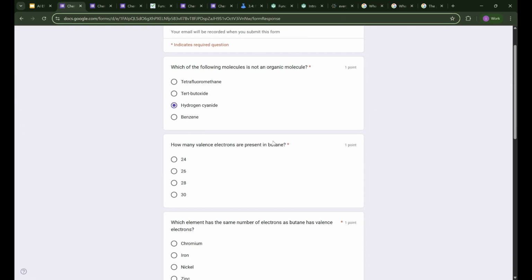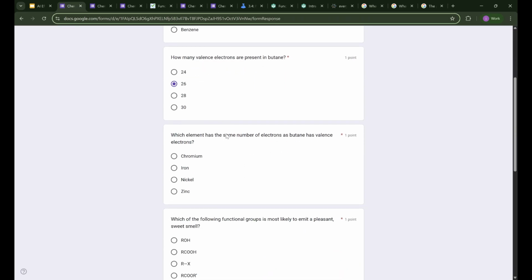How many valence electrons are in butane? So I'm going to draw it out again. I find it very helpful for me. So that'd be 4 carbons. And they would have... So the first one's got 8. And then the rest have 6. 6, 6. So it's 14, 20, 26, right?